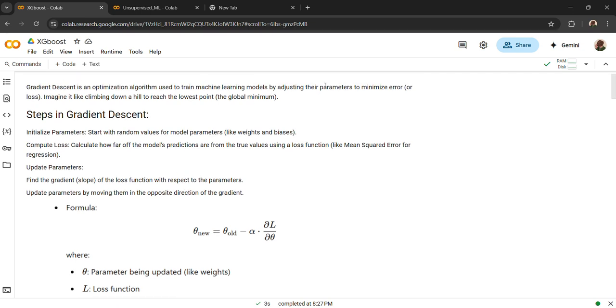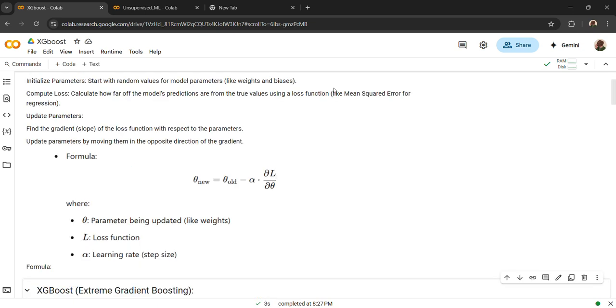By doing this, what will we get? The ultimate goal is to get the minimum error by adjusting the parameters. Keep adjusting the parameters so that we get the minimum error. Once we get the minimum error, obviously we will get higher accuracy.